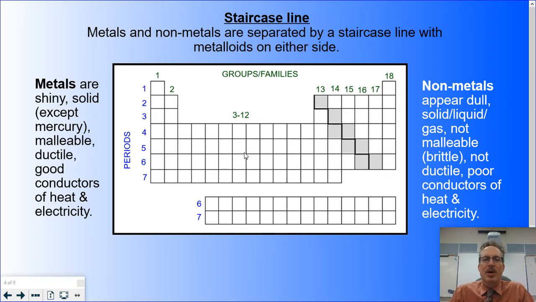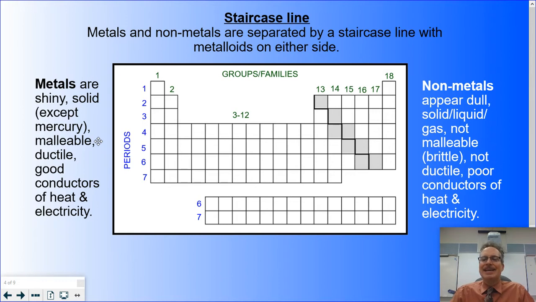Metals all have the same properties. They are shiny. They are solid, except for mercury. They are malleable. Malleable means that if I took a mallet and I mashed onto my piece of metal, I could punch it into a sheet. So I can take a mallet, punch it into a sheet. Because I can punch it into a sheet of metal, that is malleable.